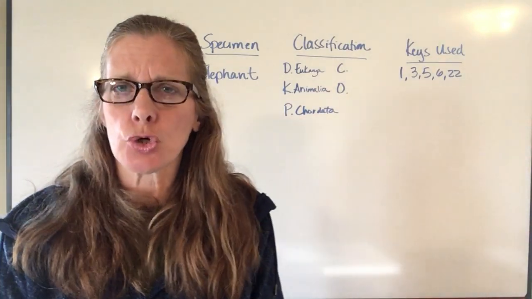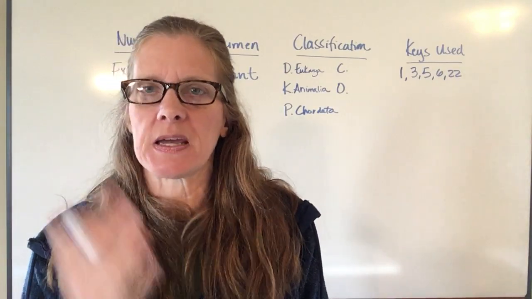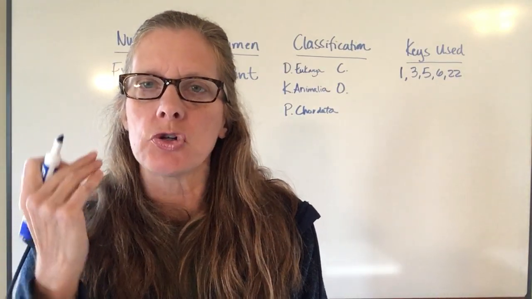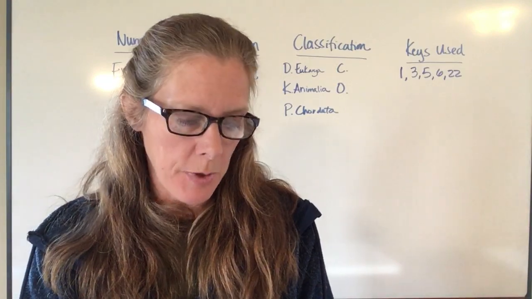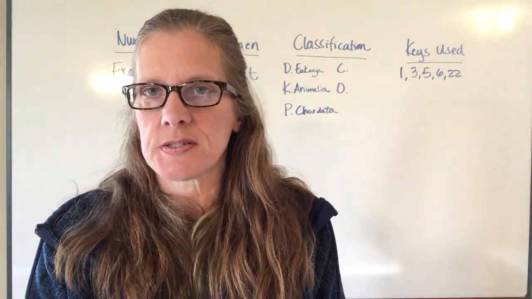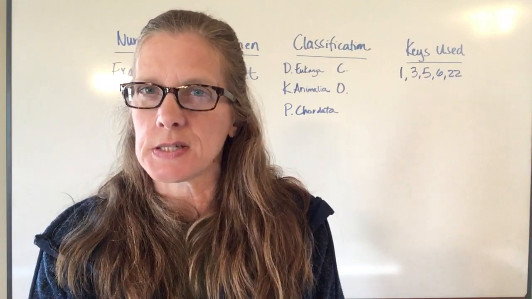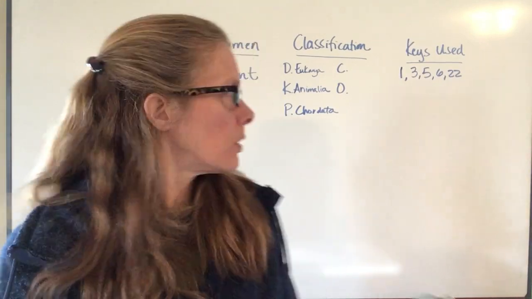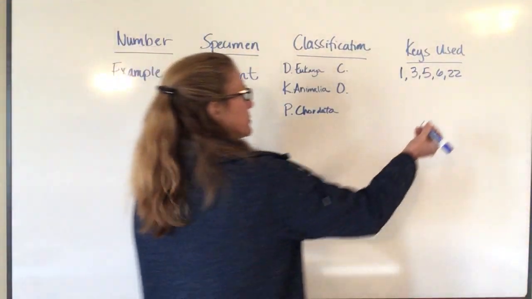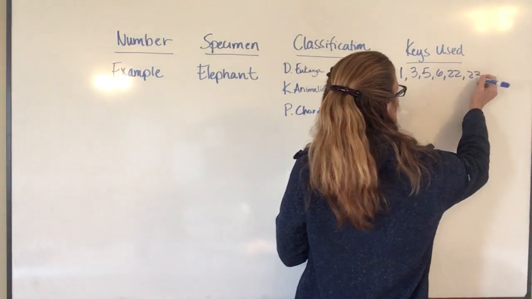Anything that can chew is going to have jaws, because you've got to have that hinged motion and the muscles available in the jaw to be able to chew something up. So elephants, since they are going to be eating grasses and hay, they are going to have jaws. And so that's going to take us to key 23.